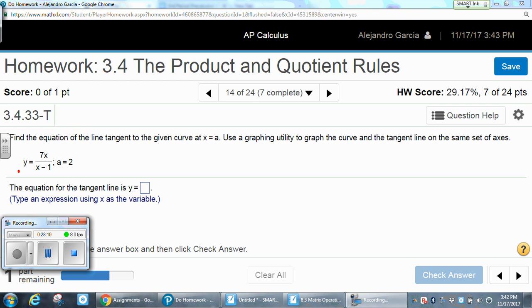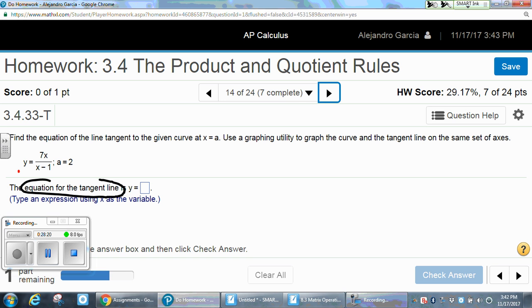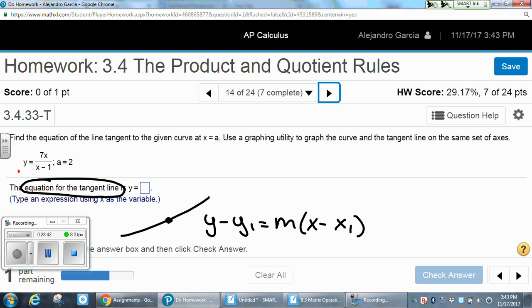Okay, so now this one is just a little different because we're going to find the equation of the tangent line. Now, let me remind you that the tangent line is a line that is going to be touching the graph at one single point. So since we're talking about a line, we are going to need this formula. This formula, you will use it a lot in your exams.